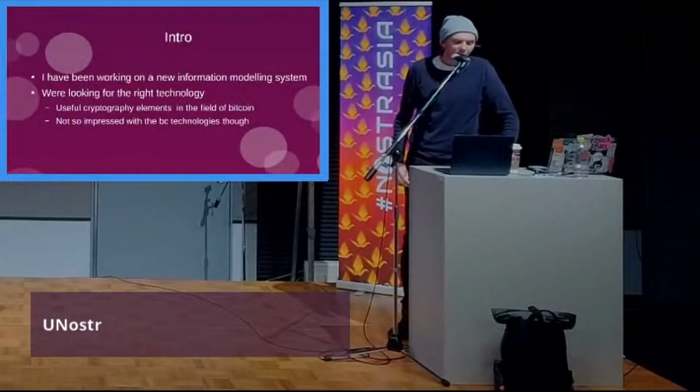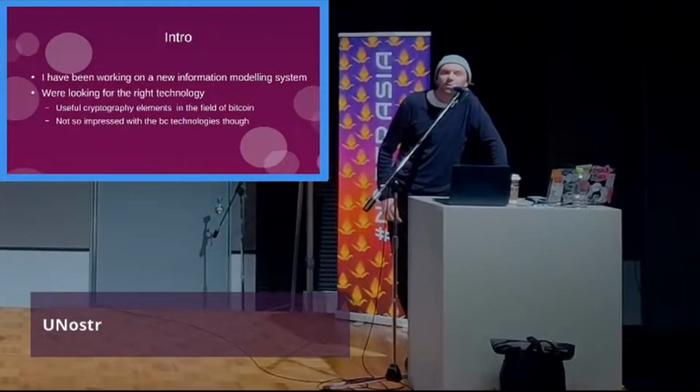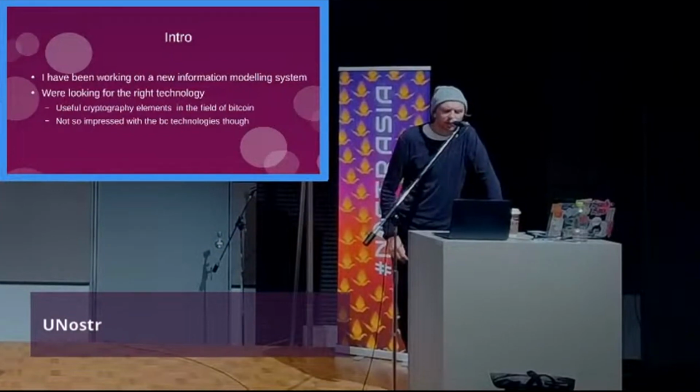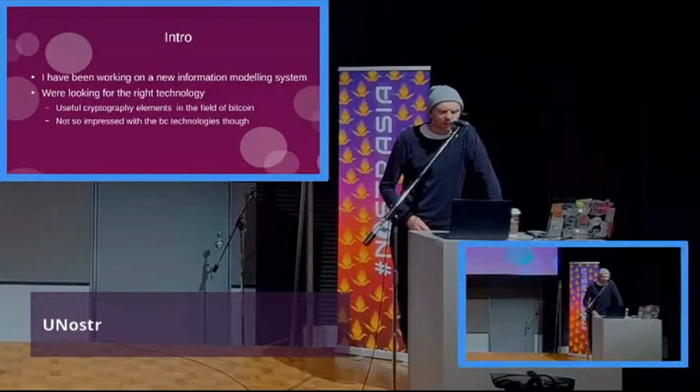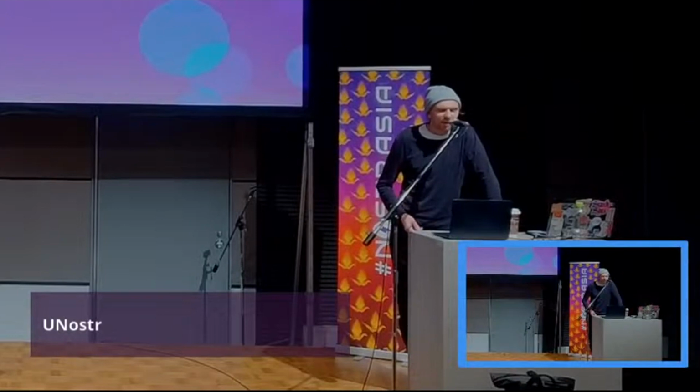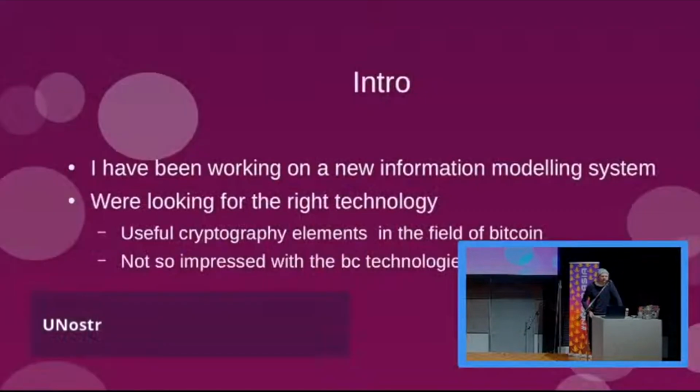So I've been working on a new information modeling system, and I was looking for the right technology to use. Bitcoin has some interesting cryptography elements: we hash the data, we've got public-private key pairs, we've got the time chain. So I was thinking about using blockchain technology, but it doesn't really scale so well, and I wasn't too happy with the approaches that were out there already. There are so many scams around. So I stumbled upon Nostr.